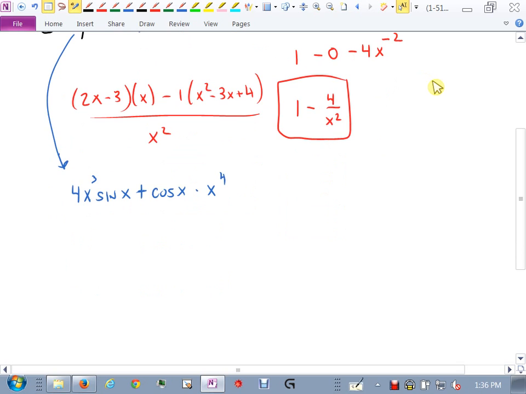It's 4x cubed sine x plus cosine x times x to the 4th. Yes, I would have put that right there. The reason I'm doing it that way is because that's the way the formula, the way that I showed it to you, it was f prime g plus g prime f. F prime g plus g prime f. And I will always follow that format.